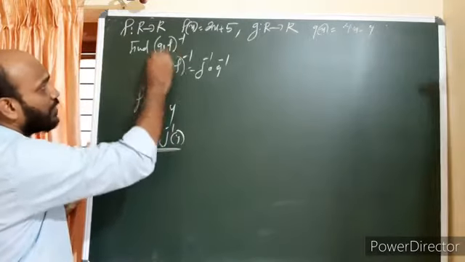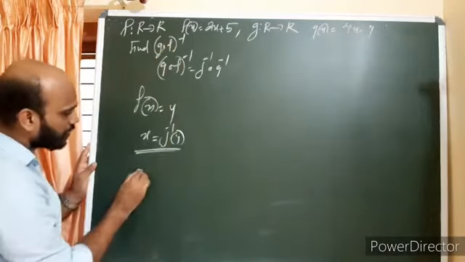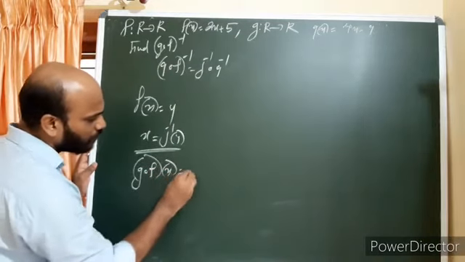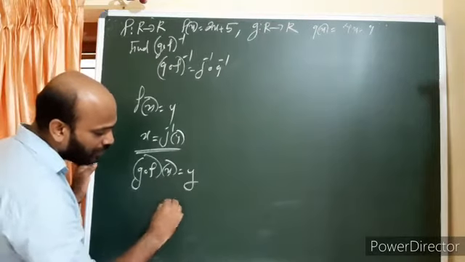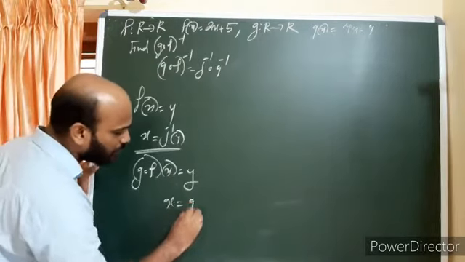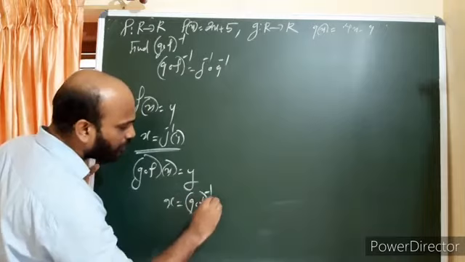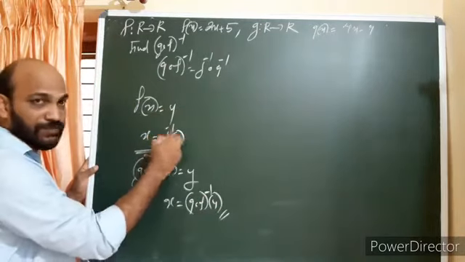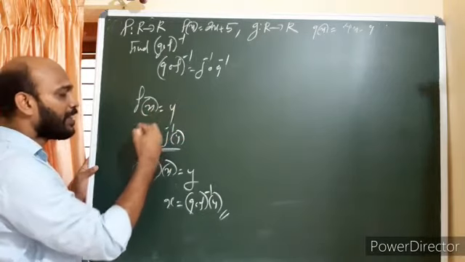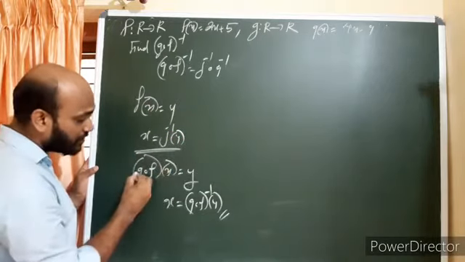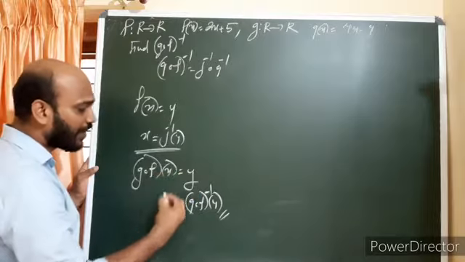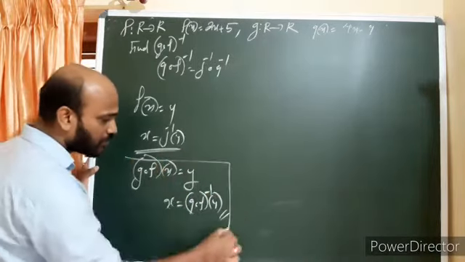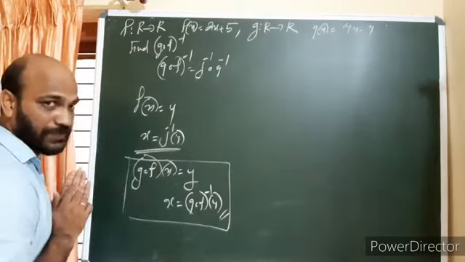That means, in order to find the inverse of g of f, first we will take g of f of x equal to y. After that we will find the value of x. x will be equal to (g∘f) inverse of y. Right. This formula: f of x equal to y, then x equal to f inverse of y. g of x equal to y, then x equal to g inverse of y. g of f of x equal to y, then x equal to (g∘f) inverse of y. This one you have to note down. This formula you can use first.